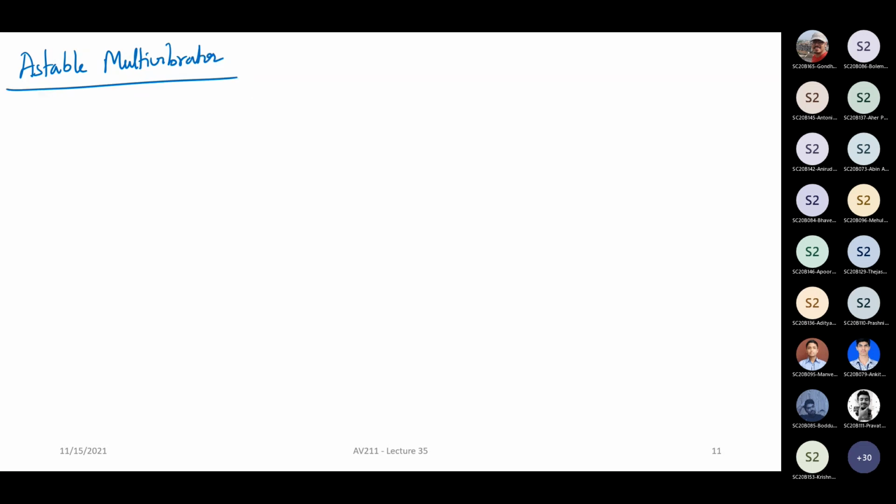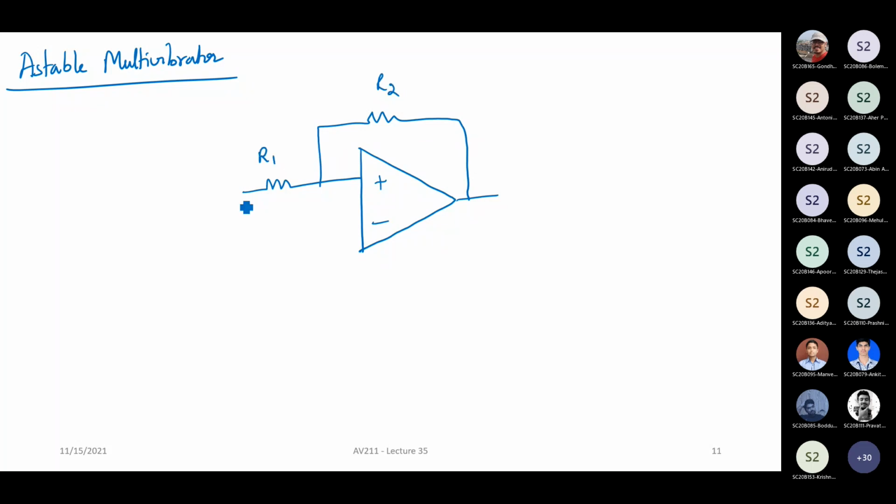So let us start off with an inverting Schmitt trigger. What is an inverting Schmitt trigger? You have the op amp, let's say this is plus minus. You have the positive feedback network, which is, let's say, R1 and R2. This is grounded. If this becomes your input, this is your inverting Schmitt trigger, right? This we have already done in the lab, and we have already covered this, right?